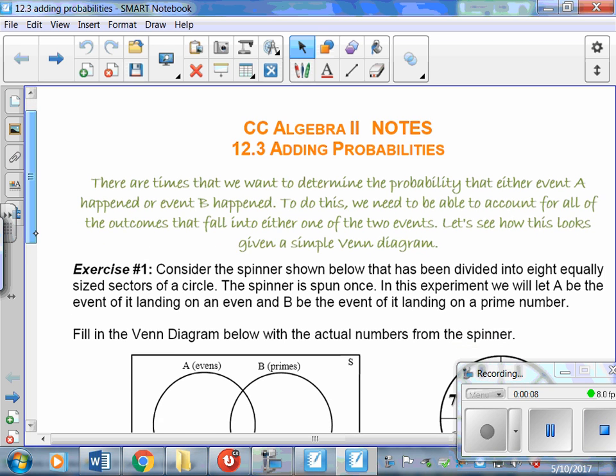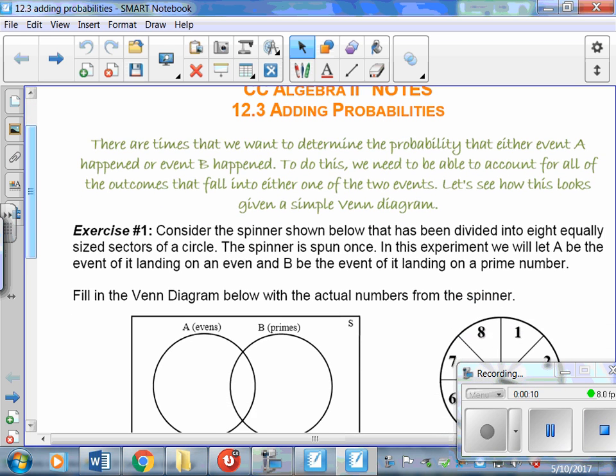So there are times that we want to determine the probability that either an event A happened or event B happened. To do this, we need to be able to account for all of the outcomes that fall into either one of the two events. Let's see how this looks given a simple Venn diagram.